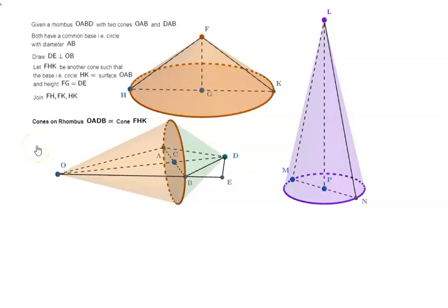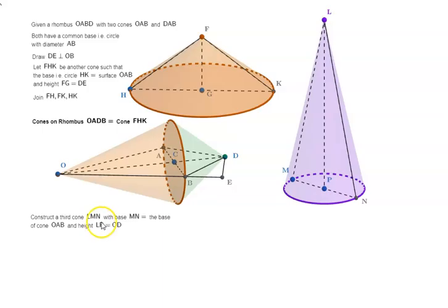The proposition is saying that the cones on rhombus OADB are equal to cone FHK. That means the sum of the surfaces of these two cones will be equal to the surface of the cone FHK. So let's see how we can prove this.